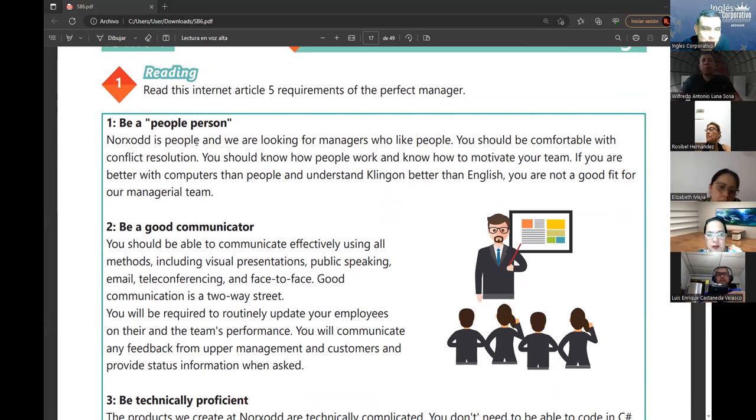Norks is people, and we are looking for managers who like people. You should be comfortable with conflict resolution. You should know how people work and how to motivate your team. If you are better with computers than people and understand Klingon better than English, you are not a good fit for our managerial team.